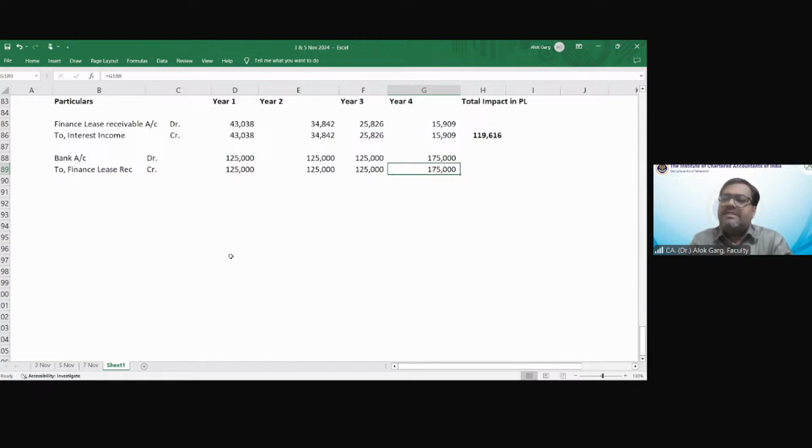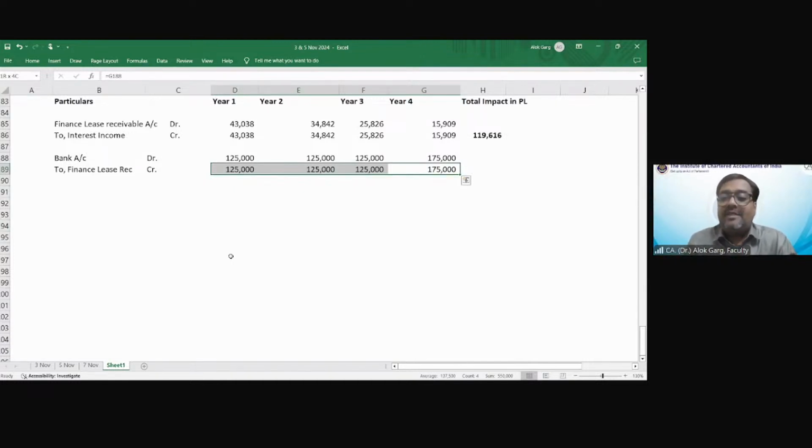If we get 30,000, that is clear, we will receive it. Sir, what if in the end the 20,000 of unguaranteed residual value is not received? There will be a loss. Yes, bank account debit will be 1,55,000. Finance lease receivable credit is 1,75,000, because you have to make finance lease receivable zero. There will be a loss in P&L of 20,000 rupees.